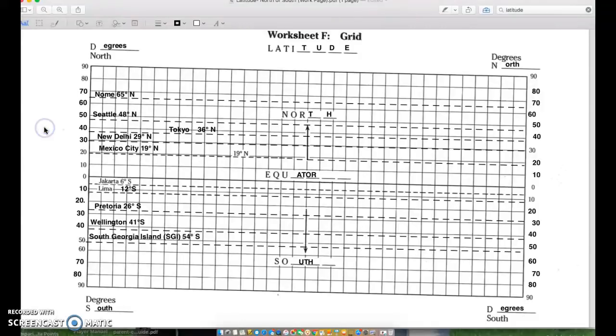Make it look awesome. And once you're done making it look awesome, I need you to cut it out and glue it to page 6. And you're just going to title it Latitude Grid. That's our title for today's Latitude Grid on page 6. And again, this is what it needs to look like.